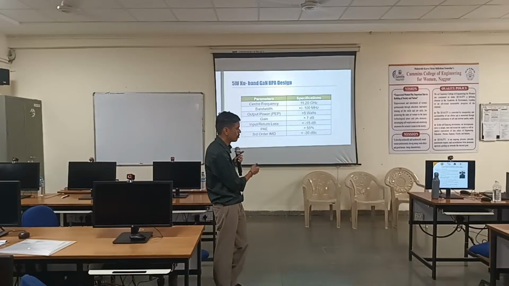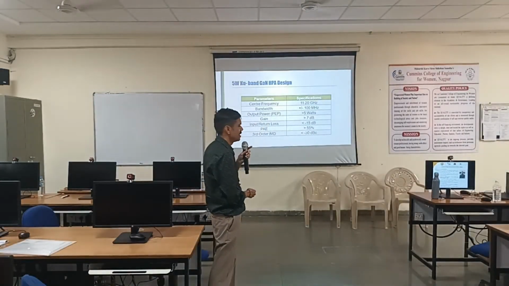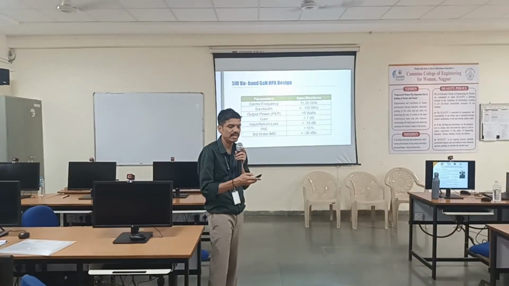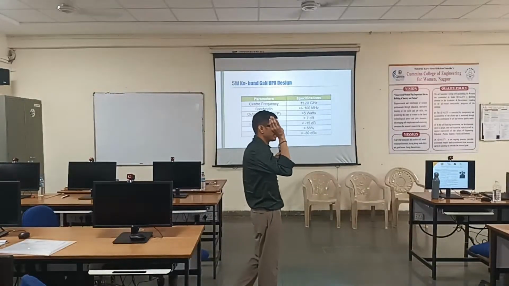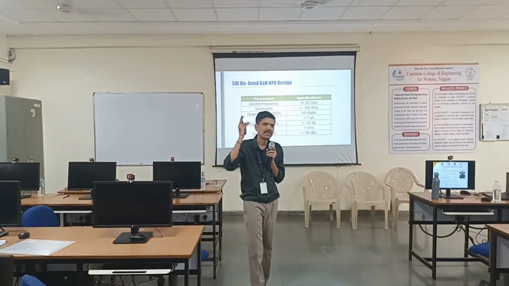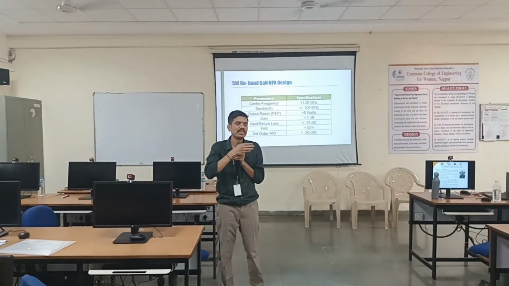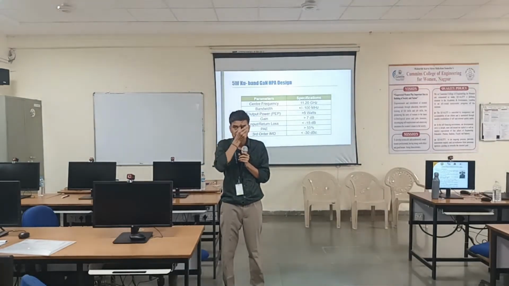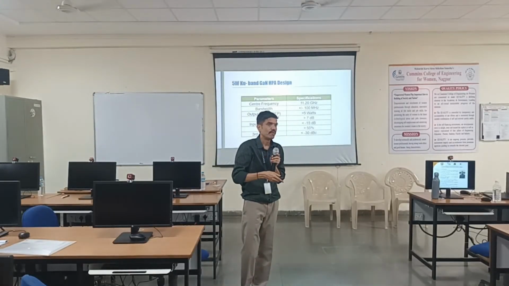Okay, then input and output return losses. S11, S22 should be less than minus 15. PAE at least 55%. Then efficiency also. I have skipped it. You have a whole lot of different efficiencies: drain efficiency, total efficiency, power added efficiency. So which efficiency is most meaningful? Power added efficiency. What does it consider?